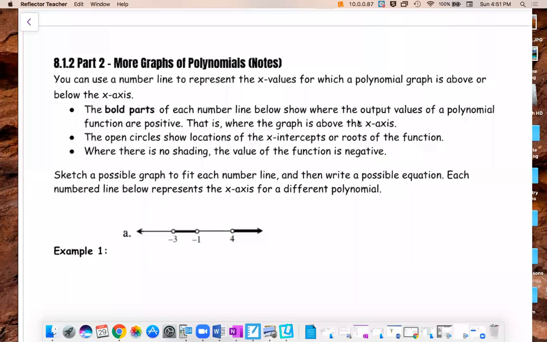Hi guys, welcome back. Okay, we're gonna work on a little bit more polynomial graphs. So this is 8.12 part 2. And so this is, you can use a number line to represent the x values for which a polynomial graph is above or below the x-axis.